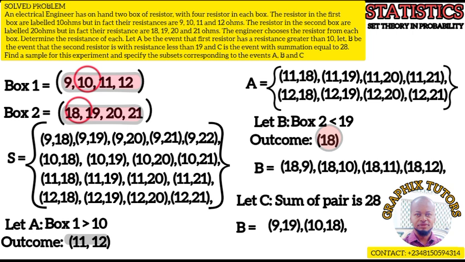So we successfully answered the question. We've gotten the sample space. We've gotten the subsets A, B, and C. And that is all for this question.